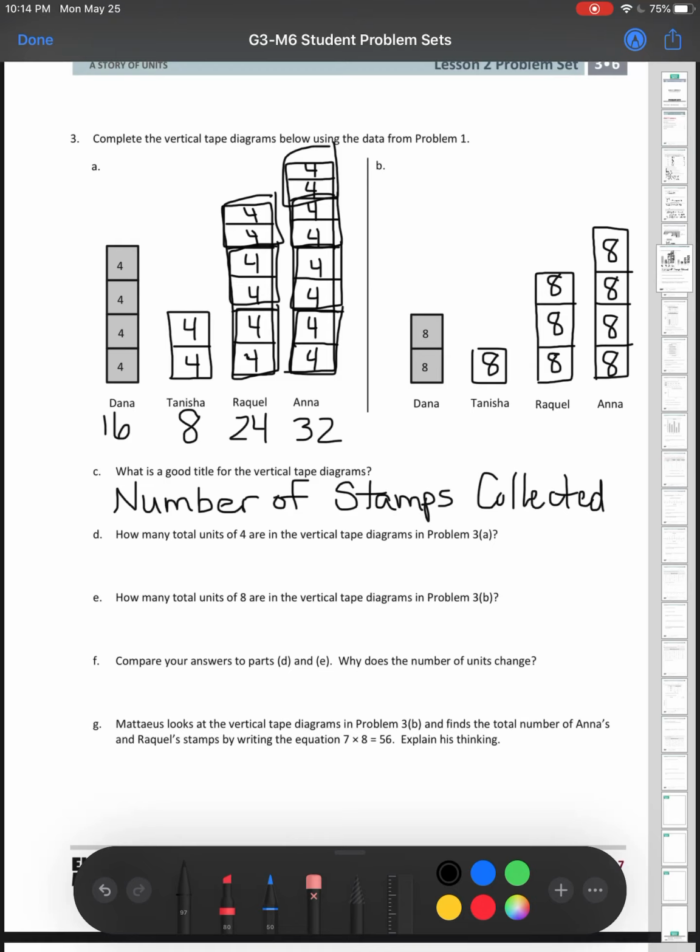D, how many total units of 4 are in the vertical tape diagrams in problem 3A? So each unit of 4 is a box. So basically, how many boxes of 4 are in the vertical tape diagrams in problem 3A? So you have to count each individual box from the tape diagram. So Dana had 4, Tanisha had 2, Raquel had 6, and Anna had 8. So if you add all of those together, you get 20 total units of 4.